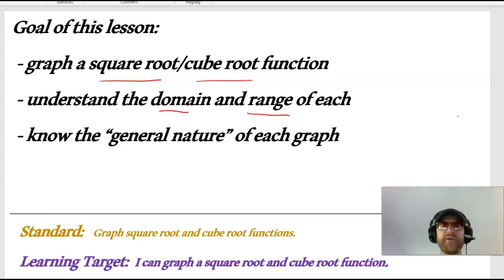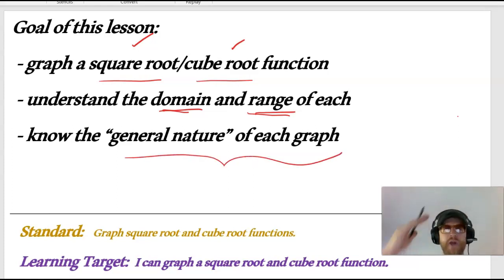So you're going to have to be able to graph a square root function and know its domain and range. You're going to graph a cube root function and know its domain and range, and then just know the general nature of the graph. All right, be able to know quickly, oh, the graph is kind of over here, and this is what the shape kind of looks like. So it's to have a decent idea of the graph as a rough sketch.